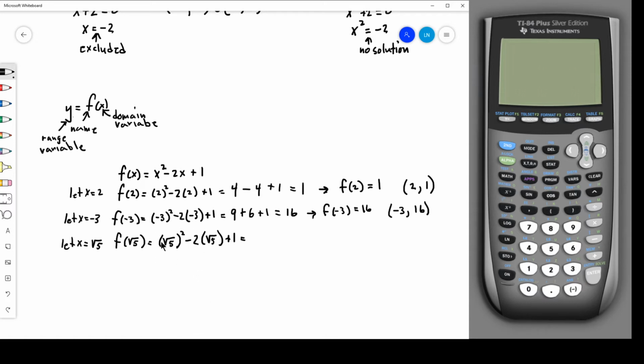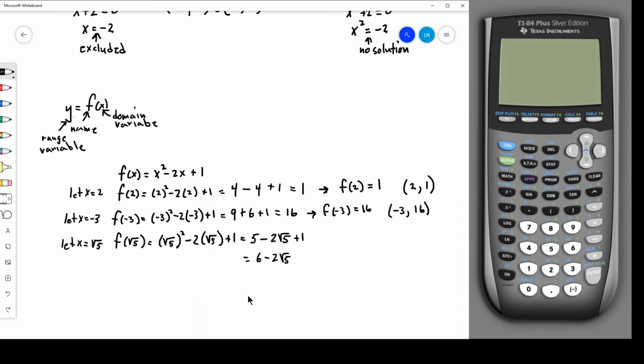All right, so the square root of 5 squared is going to be 5. Minus, now what do I do here? Well, there's nothing I can do there. That's just 2 square roots of 5, right? 2 square roots of 5 plus 1. All right, now I want to combine like terms here, right? So I've got 5 plus 1 is 6. So I get 6 minus 2 square roots of 5.